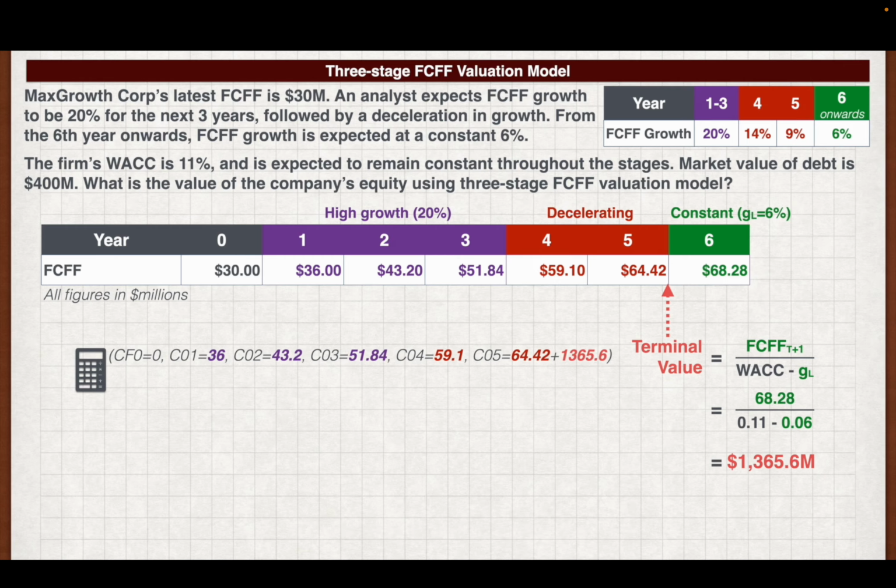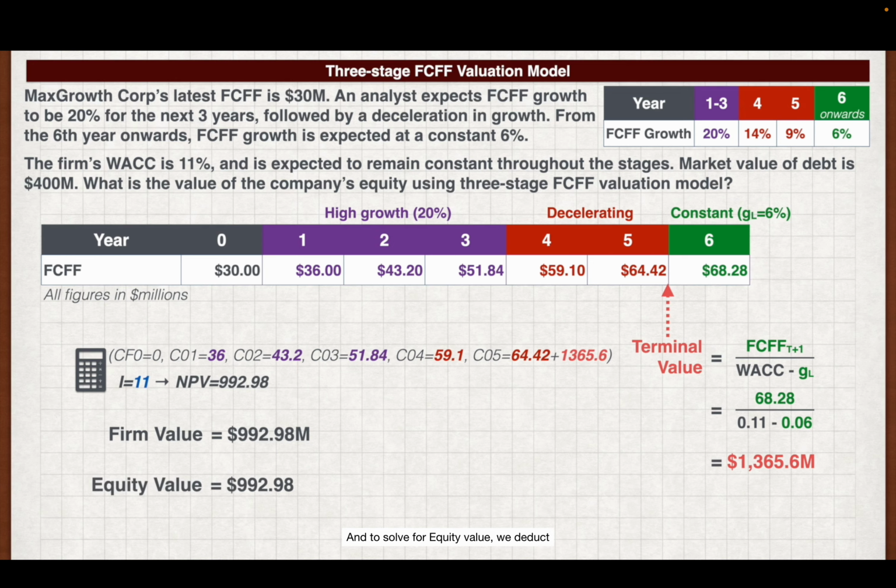Punch these figures into the calculator and make sure the discount rate is the WACC of 11%. Solve for NPV, and we get a firm value of $992.98 million. And to solve for equity value, we deduct the market value of debt, which is given at $400 million. The value of the firm's equity is therefore $592.98 million.